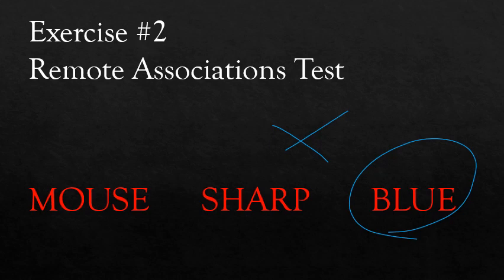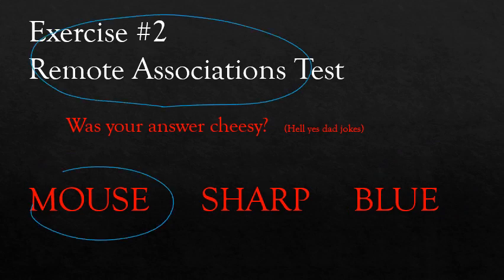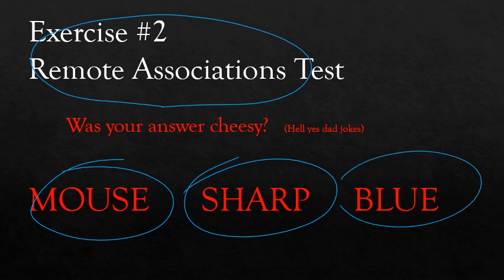I like blue cheese. Oh, wait a minute. Cheese can be blue. Cheese can also be sharp. And of course, mice like cheese. So cheese is your bridge element. So remote associations are exactly what they sound like. They're you taking three separate concepts, creating an association or a connection that is very lateral, that requires your brain to do that little extra stretching.